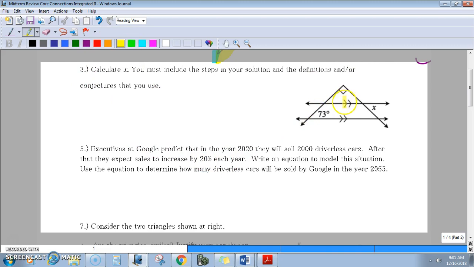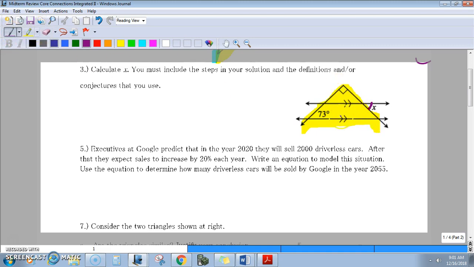Finding x, which is, in this particular case, you guys, the only thing we could find is the angle. We're not finding the length there. And we're going to find it by thinking about this kind of being a triangle. This is a lot easier than we think.